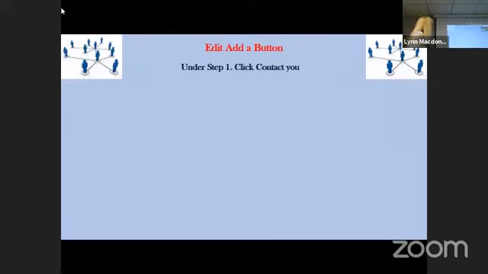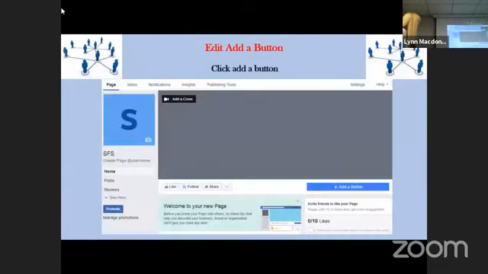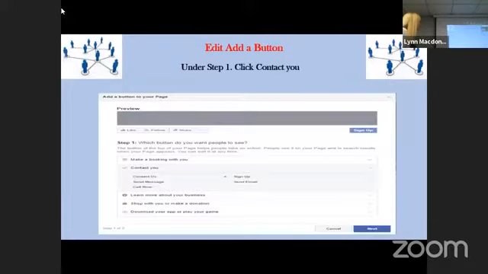Next, you want to edit the add a button. So the add a button, let me just go back here to this page. See it here? I went past that slide. Add a button, so you just click on the add a button and it opens up like this, and you see the contact us here down the left hand side under step 1. You can put whatever you want, you can link this to whatever you want, it's your own personal preference.